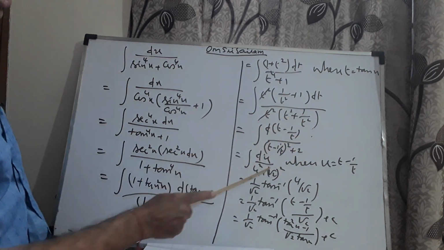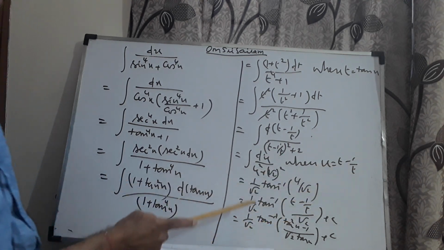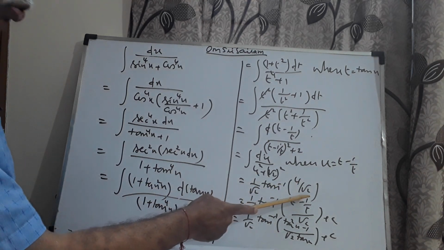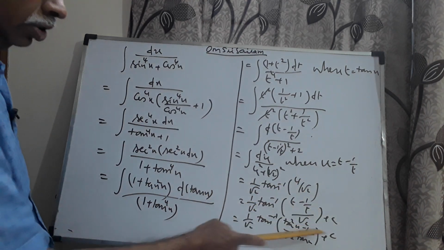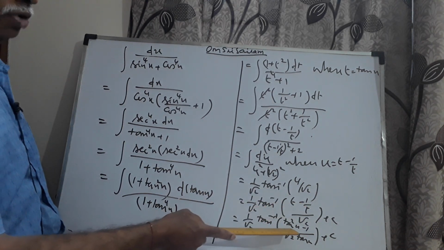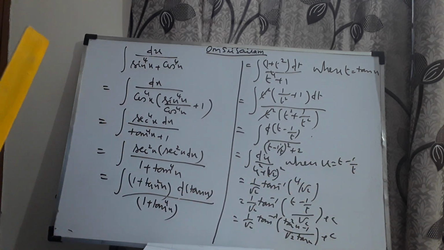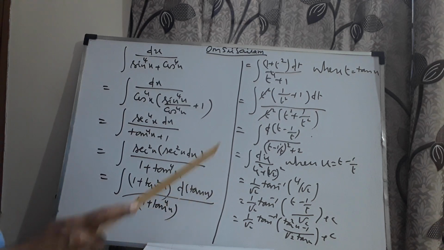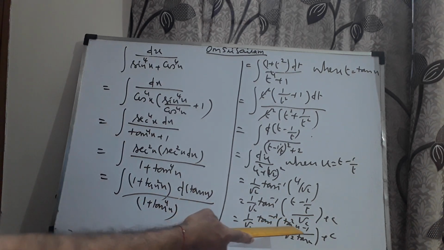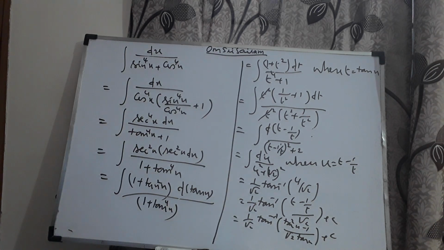Replace this by u, du by u square plus root 2 the whole square, where u is t minus 1 by t. Therefore, it will be 1 by root 2 tan inverse u by root 2, which is 1 by root 2 tan inverse t minus 1 by t by root 2 plus c. After taking LCM, replace t by tan x. Therefore, 1 by root 2 tan inverse tan square x minus 1 by root 2 tan x plus c. Tan x is outside the root. The root is only for 2, not for tan x. Therefore, I repeat, 1 by root 2 tan inverse tan square x minus 1 by root 2 tan x plus c will be the final answer.